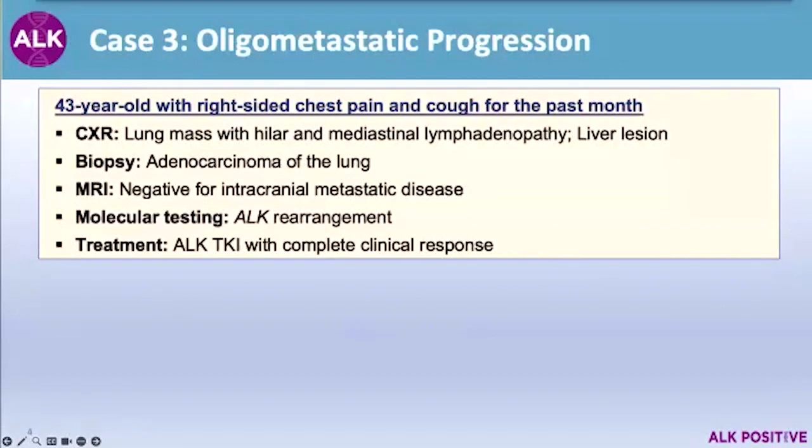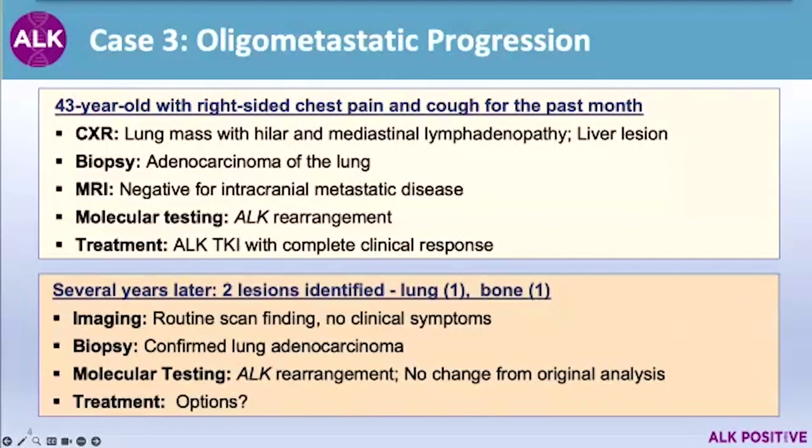And I know there are people in this room who are in that situation and hopefully they'll always be in it. Several years later, 2 lesions were identified on routine scanning. One in the lung and one in the bone. A lesion was biopsied and it was the same lung adenocarcinoma. The molecular testing had no change from the original analysis. 2 lesions only. I don't know the interval.